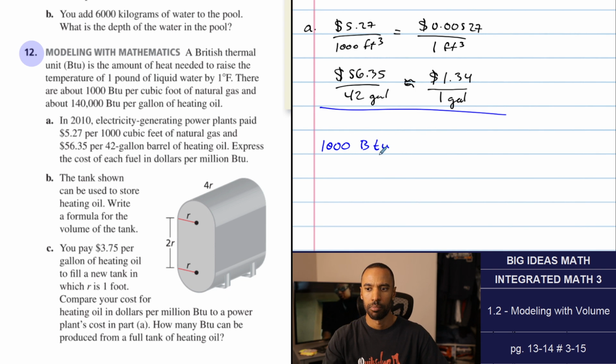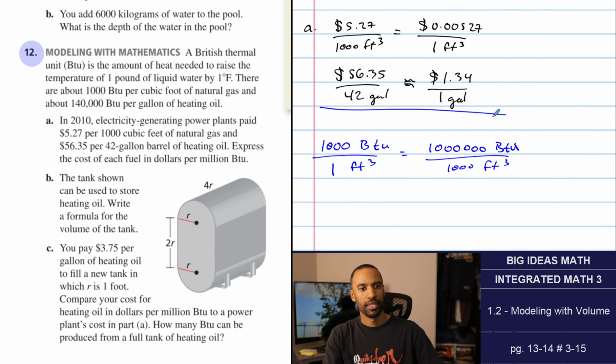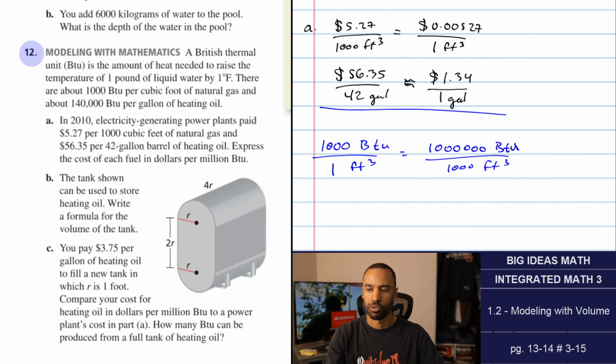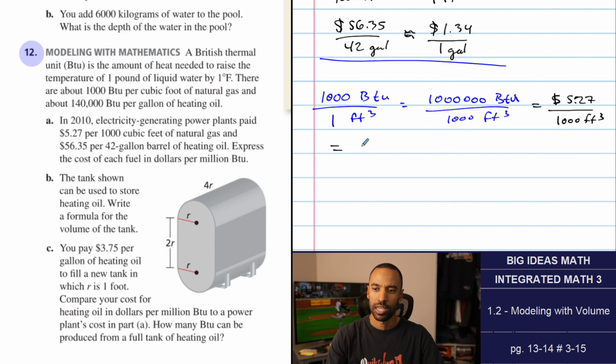1,000 BTU per 1 cubic foot would also, if I go to 1 million BTU, that is per 1,000 cubic feet, basically multiplying everything by 1,000. And I bring that up because we have 1,000 cubic feet in this other one. They paid 5.27 per 1,000 cubic feet. So that's per million BTU. I think the answer is they paid 5.27 per 1 million BTU, I think is the answer of the first one.